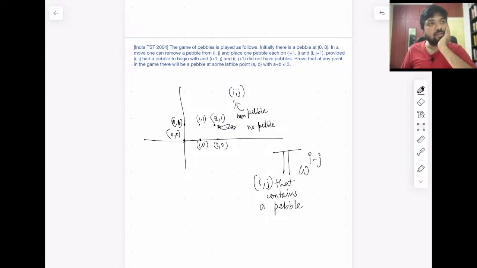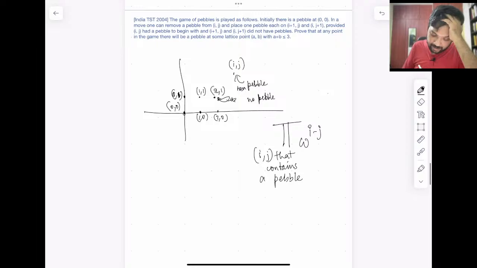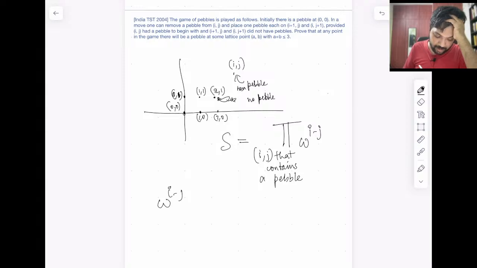Right. So now I just did the calculation. You guys can check now. Let's check it again. I think that this quantity is an invariant, although I think this quantity is useless, so we have to modify it. Omega power i minus j. Let's say the ijth entry has a pebble.